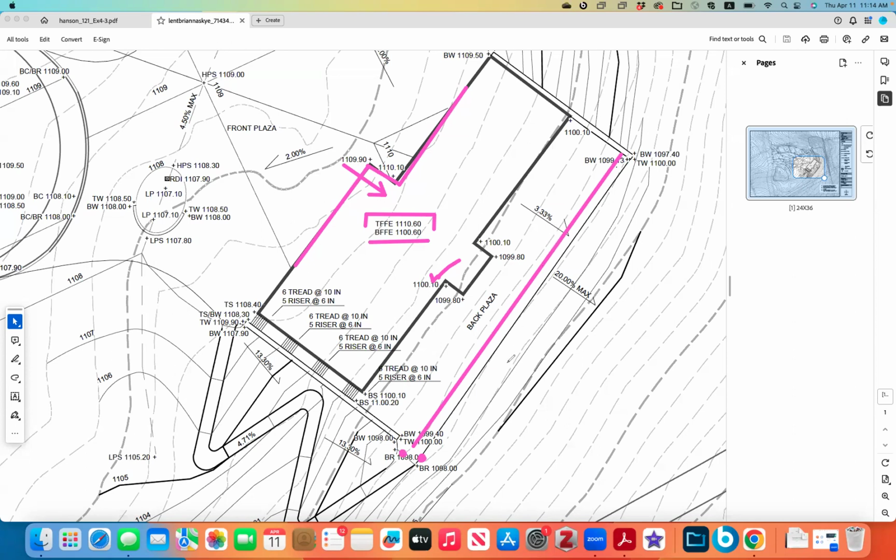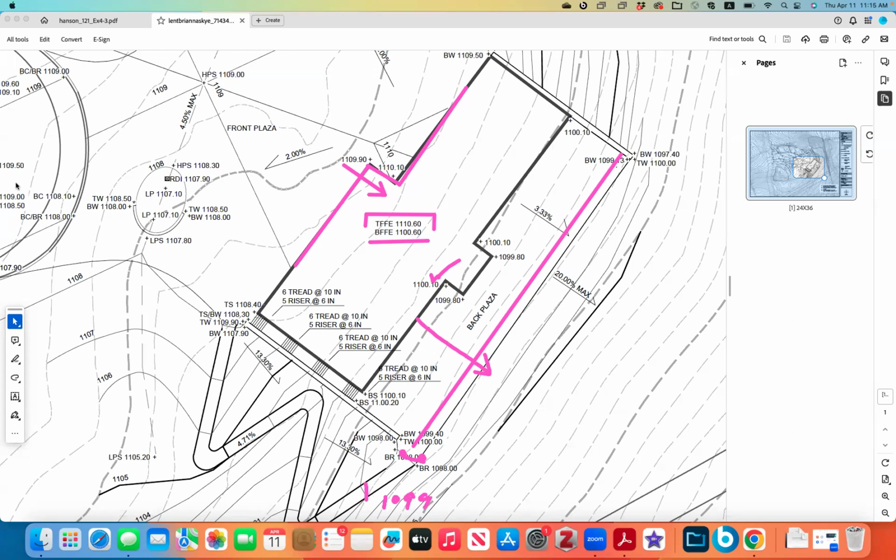That's the 3.33. If these two, well, they would not be the same, right? They would be a little different, based on your grading of the back plaza. And then you use these to calculate what the 1099 is, where the 1099 here is.